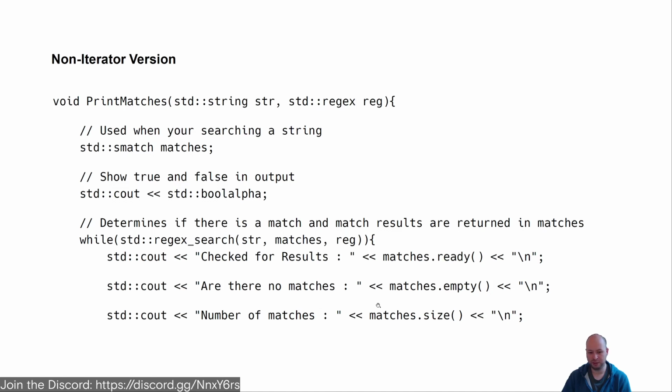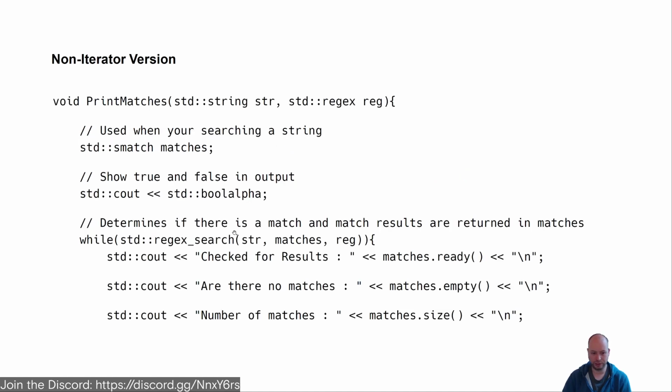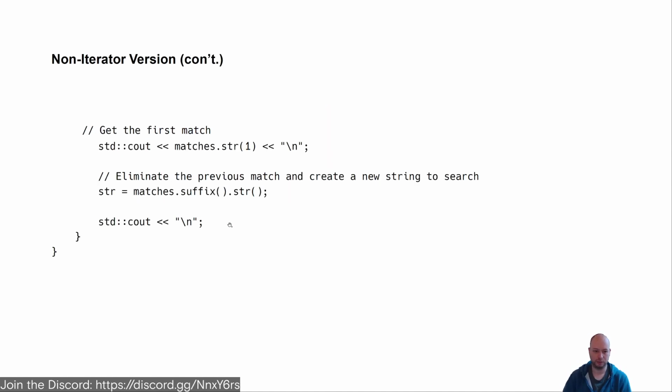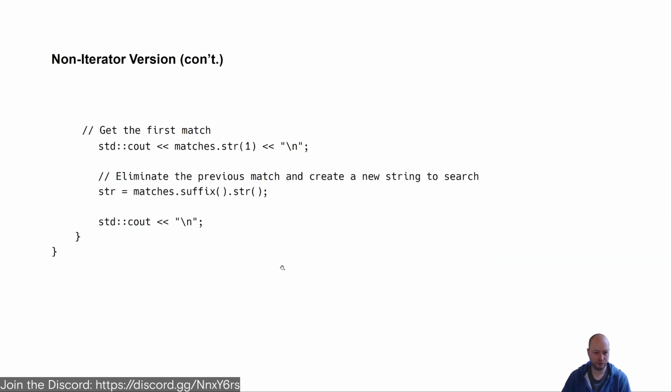This will tell us if it's empty. This will tell us the number of matches, and it'll tell us when it's ready. Then it'll get the first match, eliminate that one, and move on. So what we're doing here is, while we have a match, we go through until there are no longer any matches left. Here we are essentially eliminating the previous match and creating a new string to search. Great. I'm sorry, it hits all the matches in this one. It's not iterating and doing it over and over again, so it's not like a tokenizer. This is just generating.